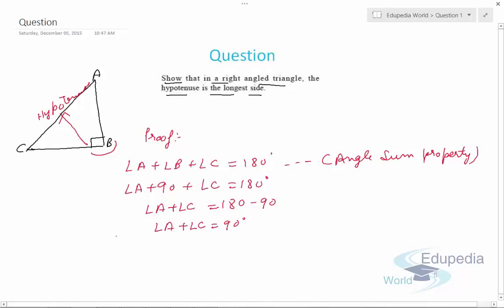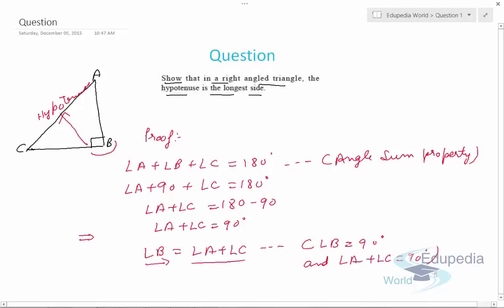Now this implies angle B equals angle A plus angle C. Why? Since we know that angle B is 90 degrees and angle A plus angle C is also 90 degrees, so angle B equals angle A plus angle C. Now this clearly shows that angle B must be greater than angle A, and angle B should also be greater than angle C, because angle B is the sum of angle A and angle C.